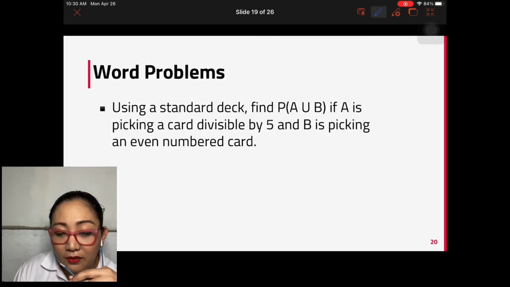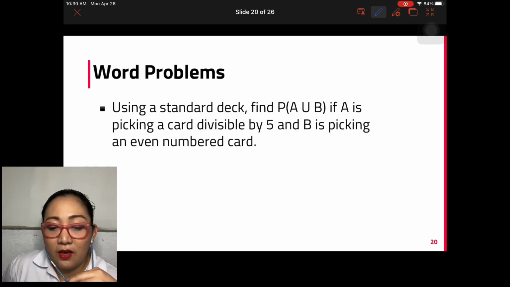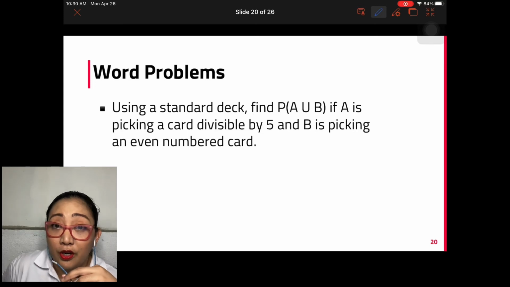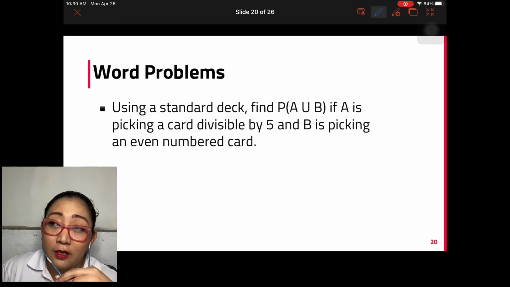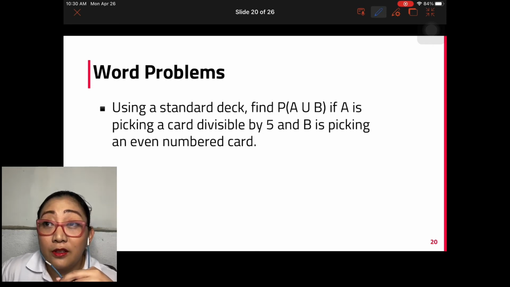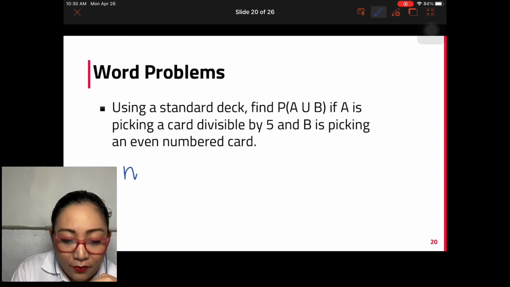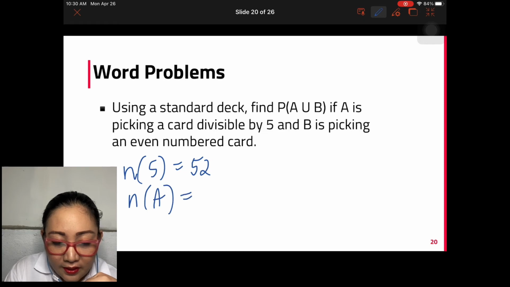Okay? So ito medyo madali pa to eh. Nag-list down lang tayo. What if ganito na siya? In a standard deck, find the probability of A union B if A is picking a card divisible by 5 and B is picking an even-numbered card. So you can list down your elements first, pero since we are pressed for time, ang gagawin natin is we're just going to list down the number of elements per event. So of course, our sample space is 52. There are 52 cards. And then for N of A, ilan yan?